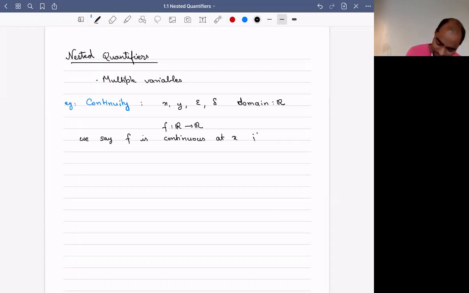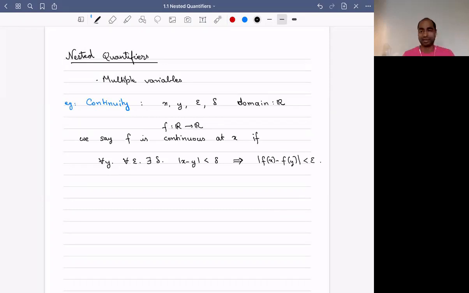at x if for all y, for all epsilon, there exists a delta such that |x minus y| less than delta implies |f(x) minus f(y)| is less than epsilon. So that is how continuity is rigorously defined. And as you can see, here you have three different quantifiers back to back. So this is an example of a nesting of quantifiers.